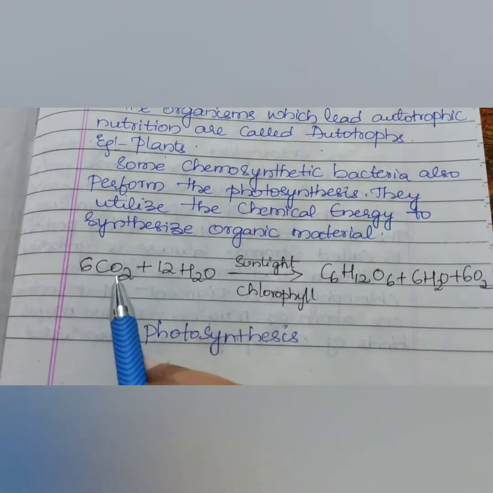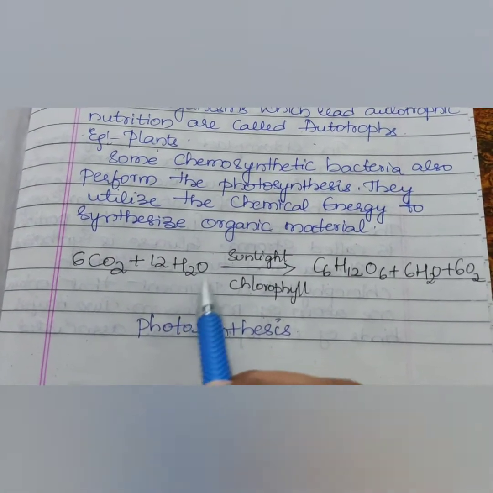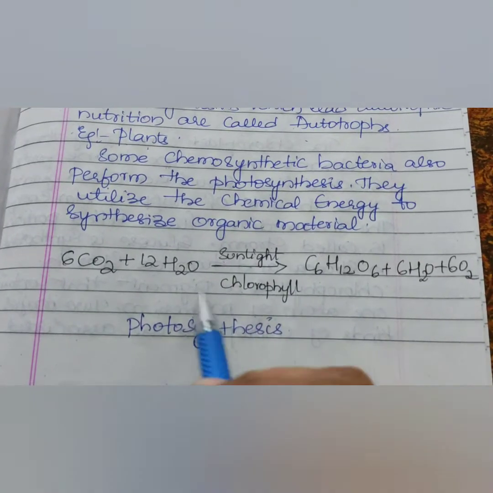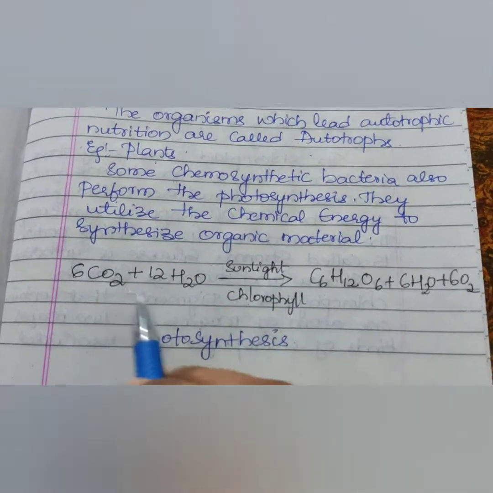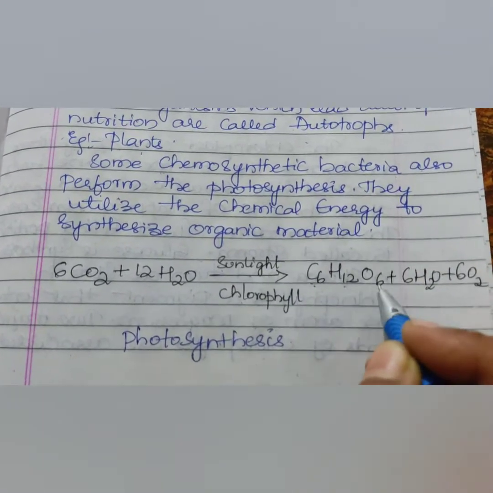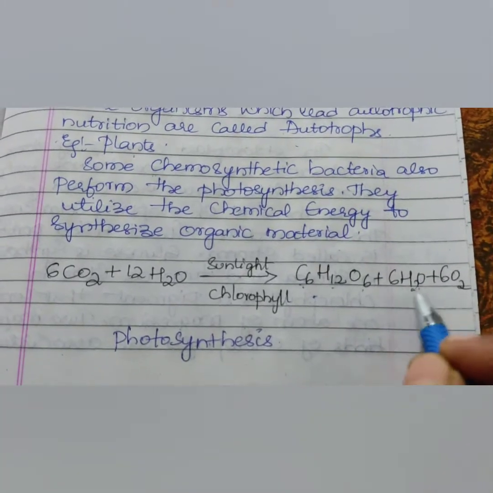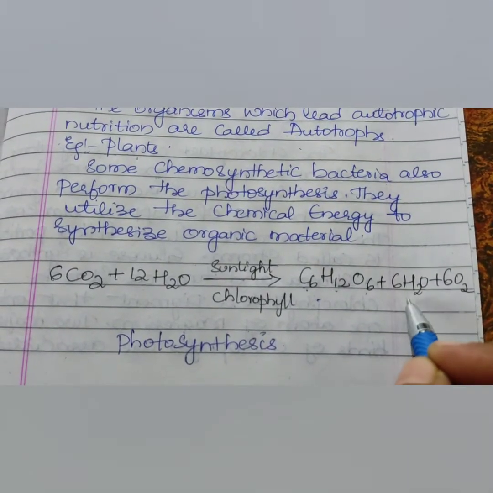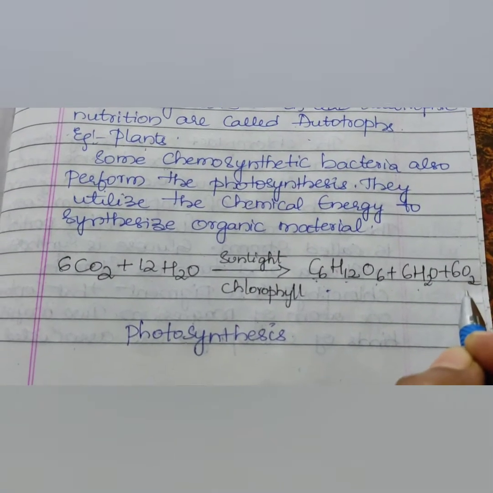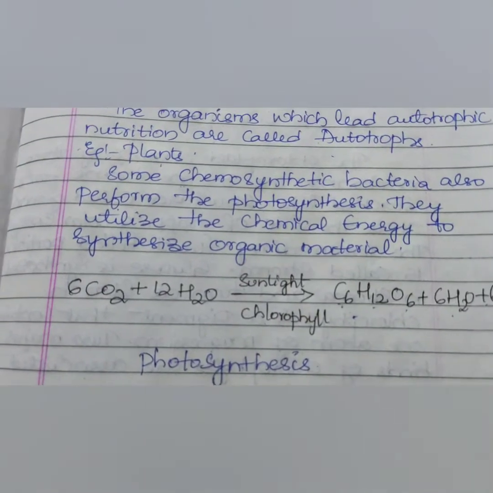6 CO2, that is carbon dioxide, and 12 molecules of water, H2O, in the presence of sunlight and chlorophyll pigment, the plant is going to produce glucose, C6H12O6. This is glucose, and it releases 6 molecules of water and 6 molecules of oxygen. Yes, this is the reaction of photosynthesis.